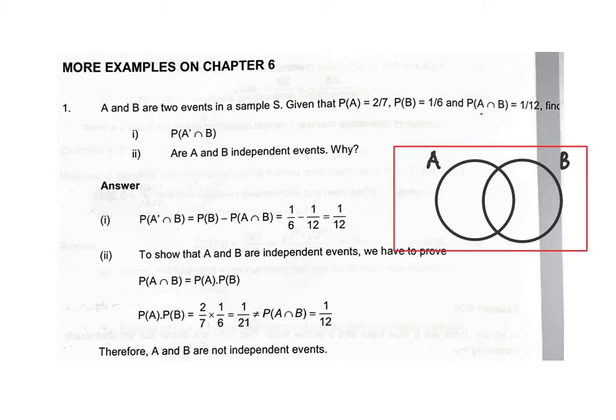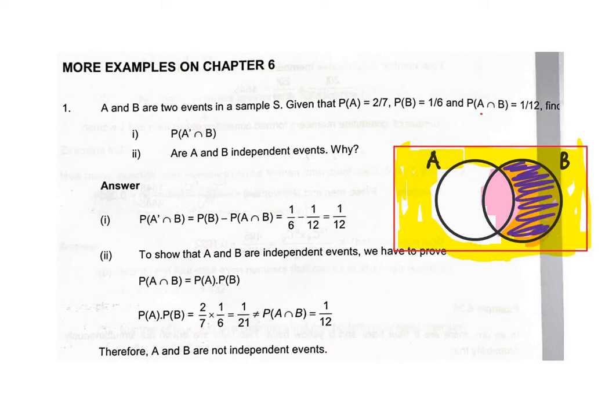So A complement maknanya dekat luar ni lah, luar daripada A. Outside A and then intersect with set B. So lorikkan dekat B ni. So maknanya kita nak cari di kawasan yang double lorik ni lah, yang berlorik 2 kali ni. So yang ni.